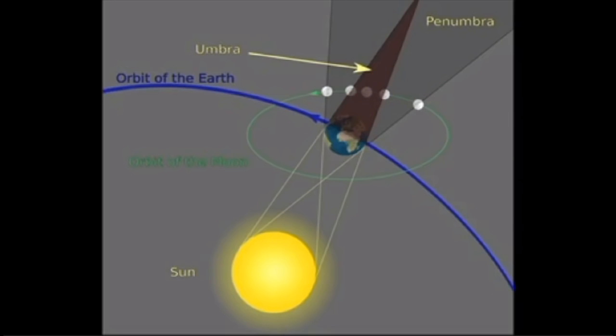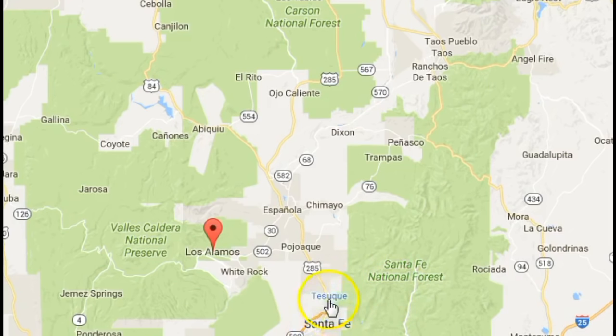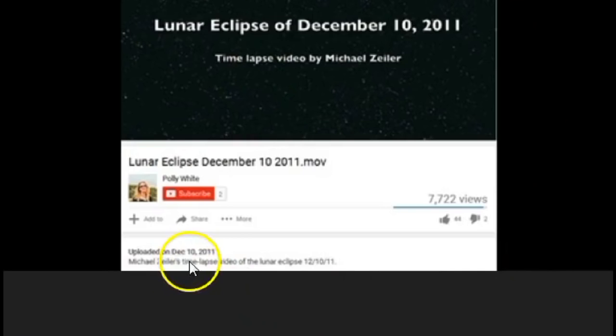Now, let's look at this video. Actually, I have two videos that I want to show, recorded the same day from two separate locations, two different states. One from New Mexico and another from Illinois. First off, let's take a look at the footage right here from just north of Santa Fe, New Mexico, looking towards Los Alamos. For a better perspective, let's take a look here at the map. Again, just for reference, it's just north of Santa Fe, so it's the angle you're looking at right here. And as you can see, the upload date was December 10th, 2011.